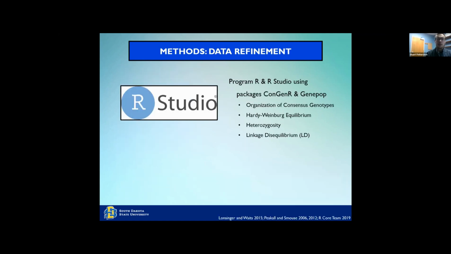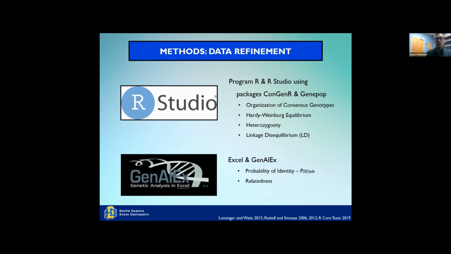So once I had that genetic data, I organized the consensus genotypes using the package ConGenR, and then also quantified a number of diversity metrics such as heterozygosity using the package GenePop, both of which are in program R. And I used the program GenAlEx to quantify a probability of identity, specifically probability of identity for siblings.